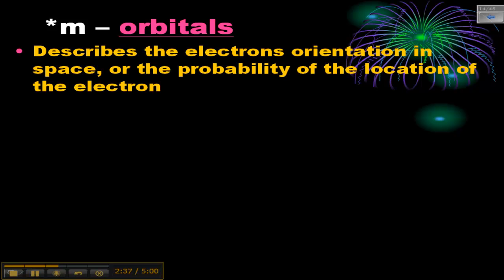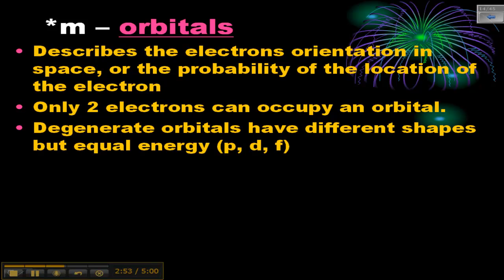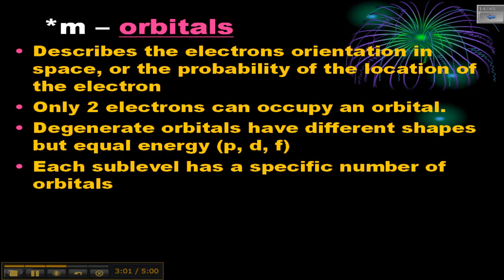M stands for orbital. This is going to describe the electron's orientation or the probability of the location of an electron. And these are graphs based on probabilities. Now, something to keep in mind is that only 2 electrons can occupy an orbital. You're going to hear the term degenerate orbitals. They're going to have a different shape, but they have equal amounts of energy, and this happens in the Ps, Ds, and Fs.